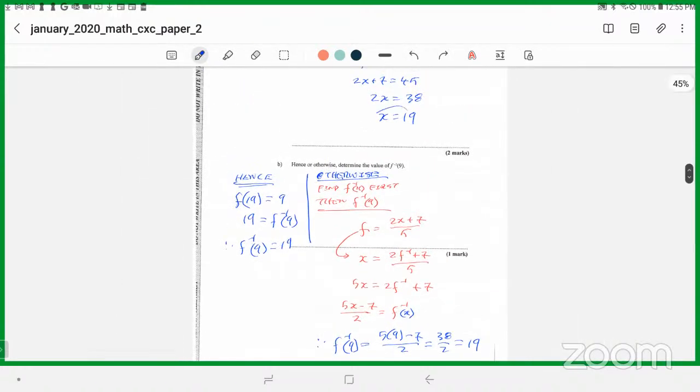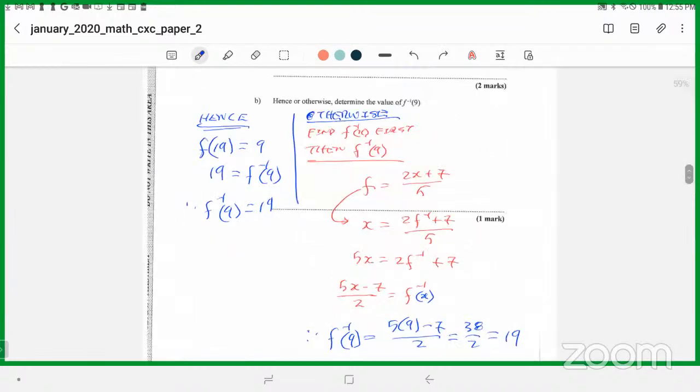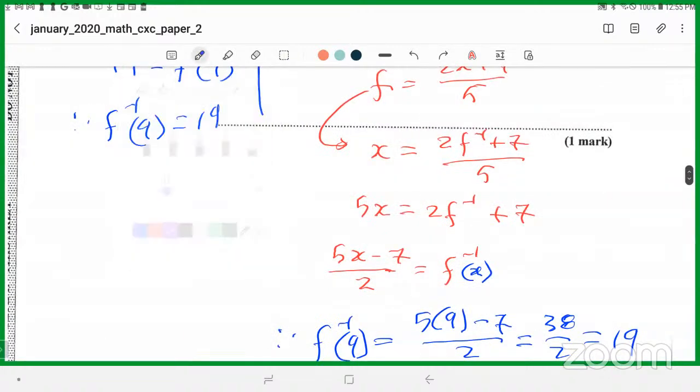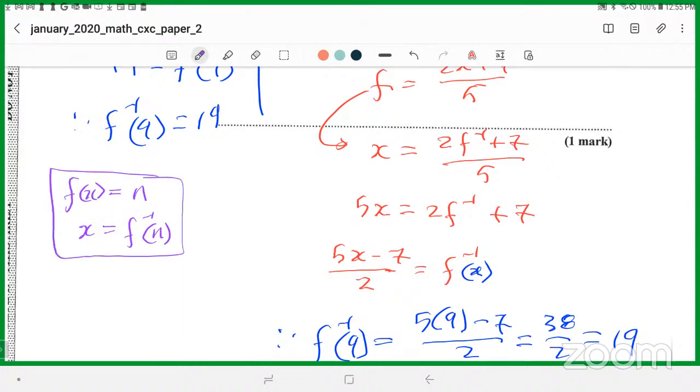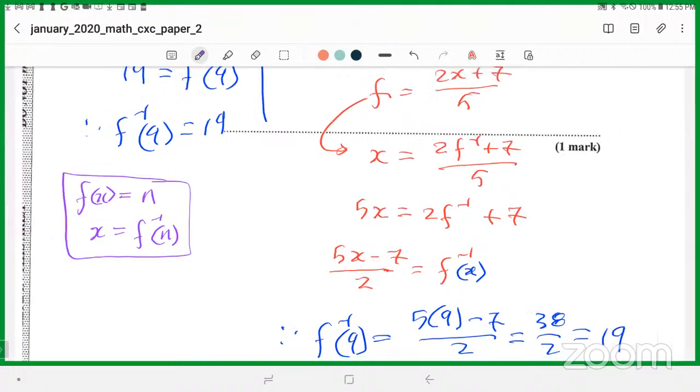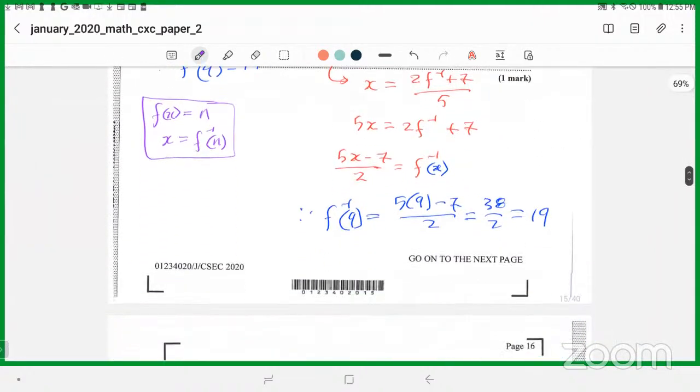So the answer is the same 19 that we got from here, but it's about understanding the relationship between the function and its inverse, and understanding this thing that I told you earlier. Put it in purple one more time. More maths equals better maths. If f of x equals a number, then x equals f to the minus 1 of that number. They're testing this a lot in questions these days. All right, and I think that ends it.